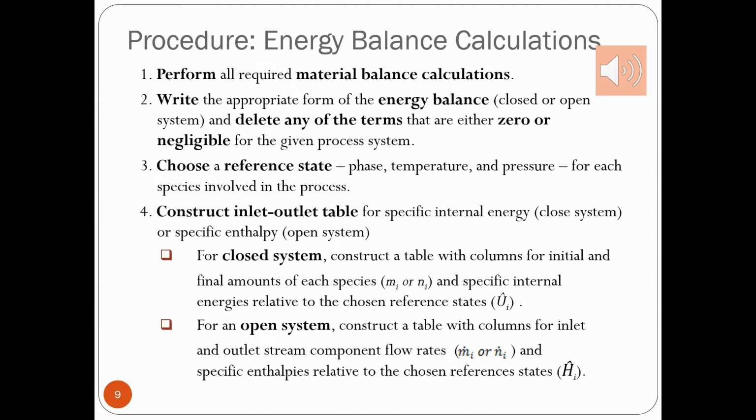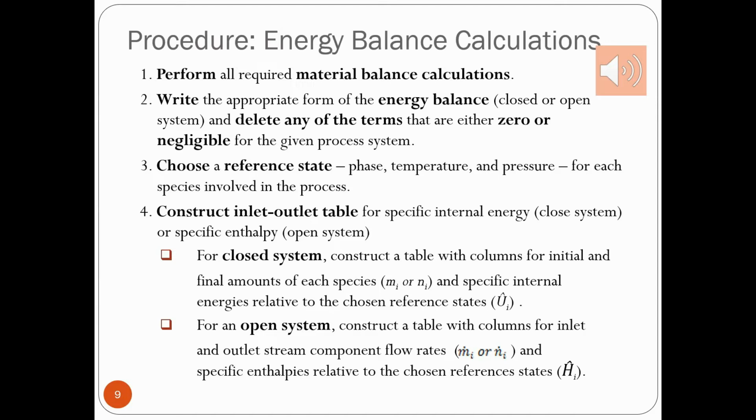And then third, you need to choose a reference state for a phase, temperature, and pressure for each species involved in the process. If the values of internal energy and enthalpy will be looked up in tables, for example the steam tables for water, you need to choose the reference state used to generate the tables, or else you choose one of the inlet and outlet states as the reference state for the species.